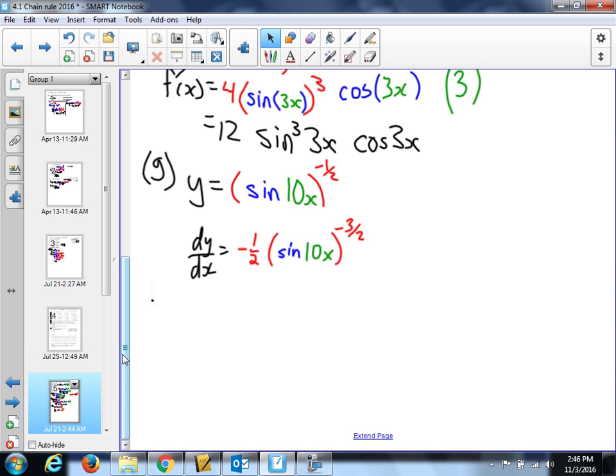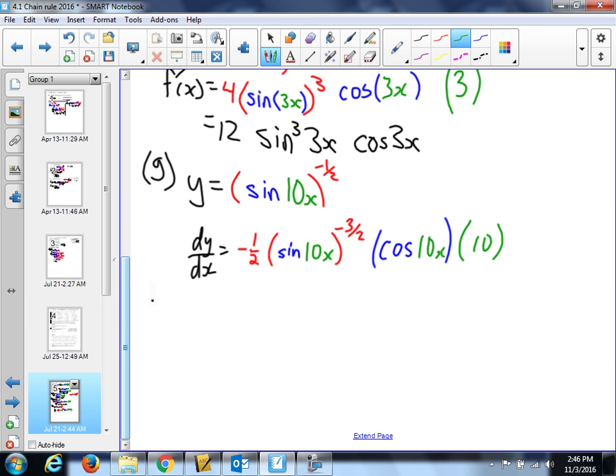Then I am done with the square root portion of this, right? I now do the derivative of the middle inside, the blue sine. The derivative of the sine function, as we know, is cos. Leave the inside alone, 10x. Then I do the derivative of 10x, which is just 10.